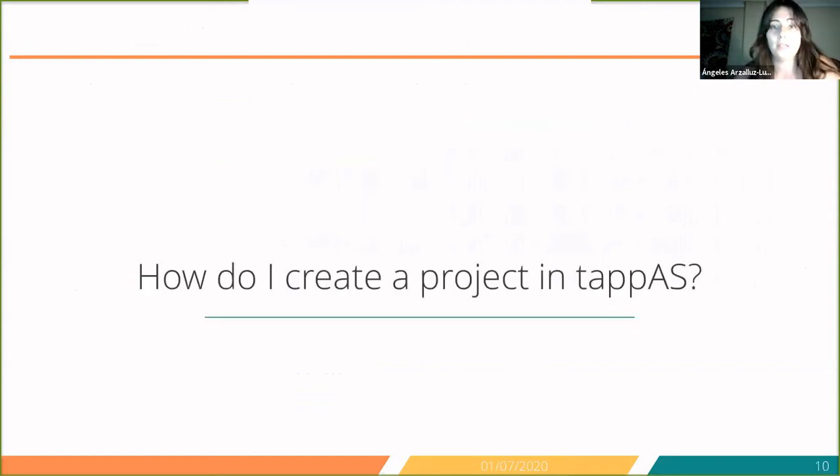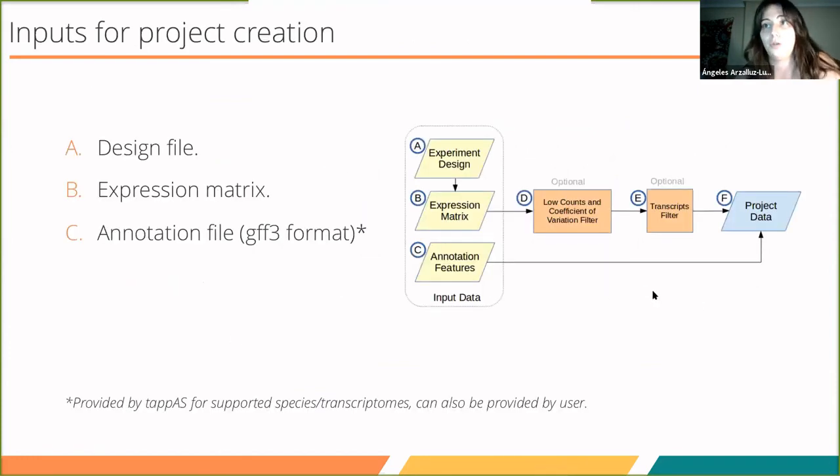So how do I create a project in tappAS? And first of all, what is a project? Projects are the main instance in which tappAS is based, and a tappAS project requires three main inputs: a design file, an isoform level expression matrix, and a functional annotation GFF3 file that can either be selected from those built in tappAS or provided by the user.